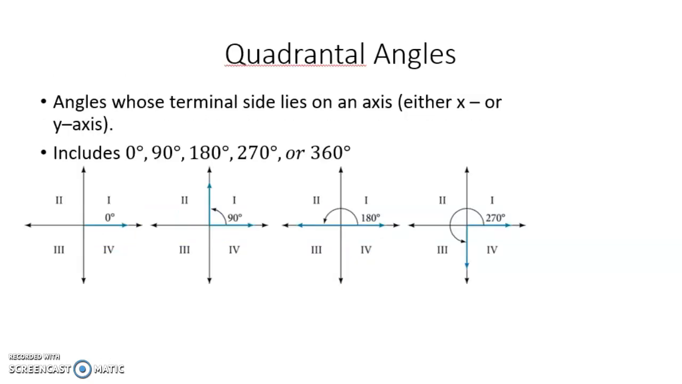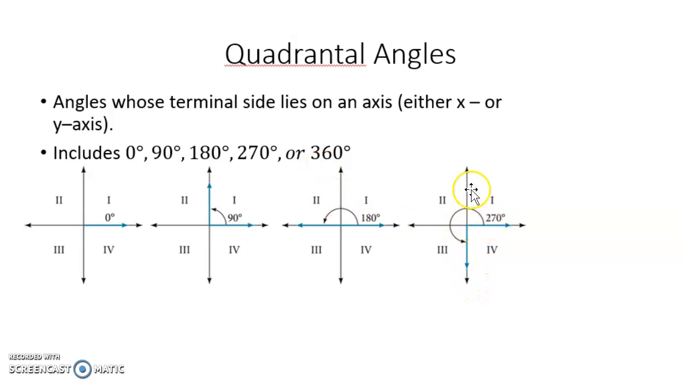Okay? Now, quadrantal angles, these are angles where the terminal side is going to land on either the x or the y axis, and it can be the positive or the negative x or y axis. So for the positive x, you've got 0. For positive y, you've got 90. For negative x, you've got 180. For negative y, you've got 270.